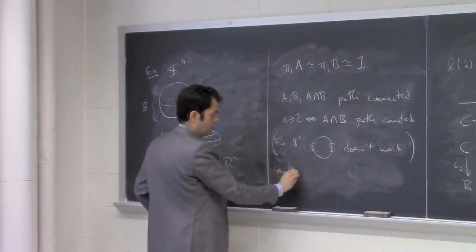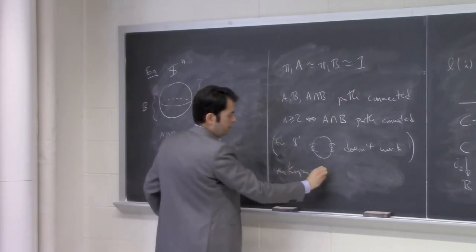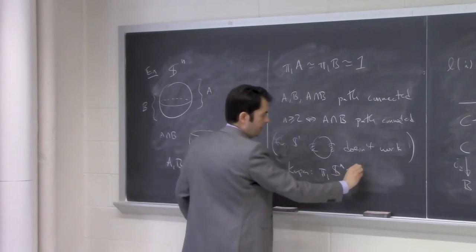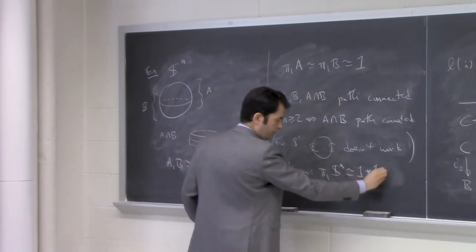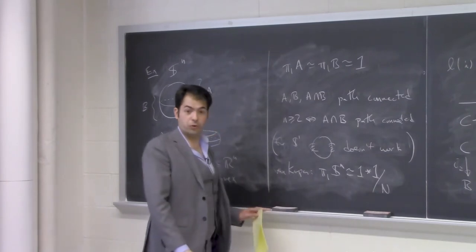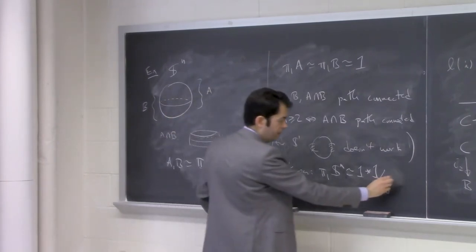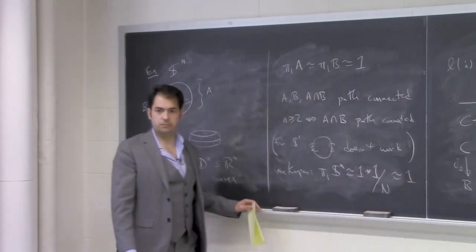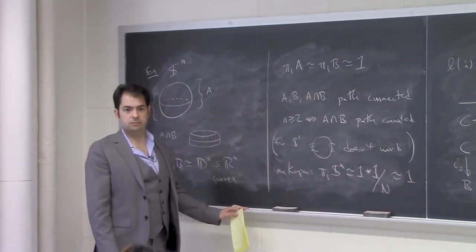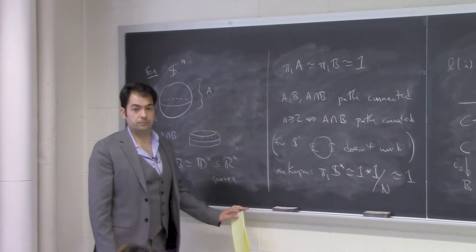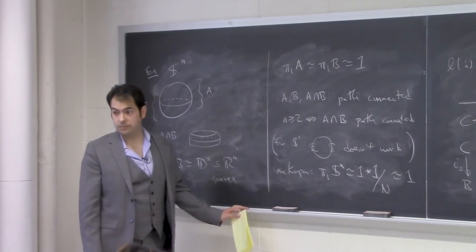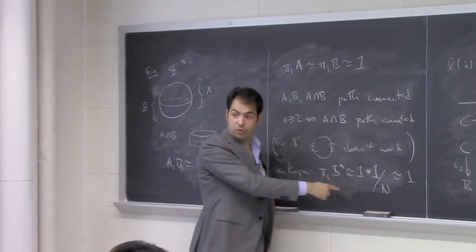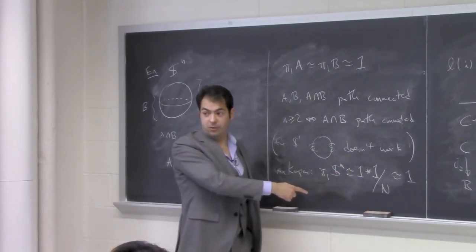So then Van Kampen tells us that the fundamental group of S^n is the trivial group cross the trivial group mod some normal subgroup, and that is, regardless of what the normal subgroup is, the trivial group. What is the normal subgroup? Well, because upstairs is the trivial group, N can only be the trivial group.